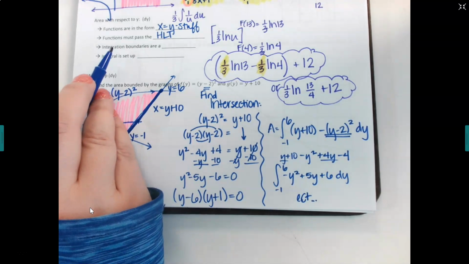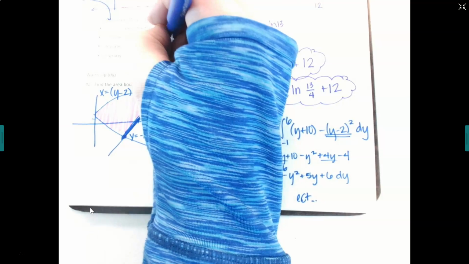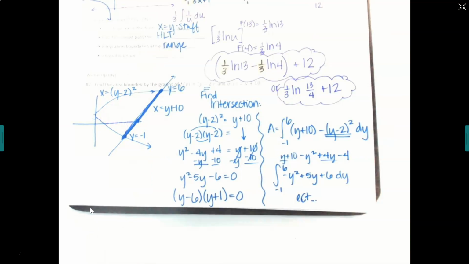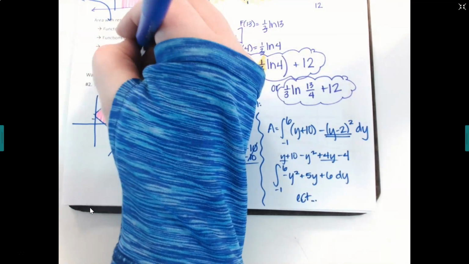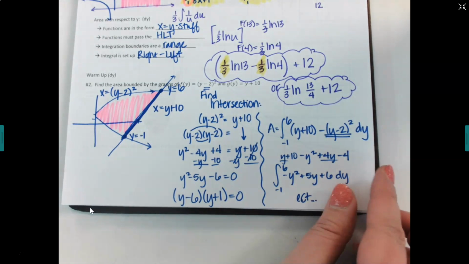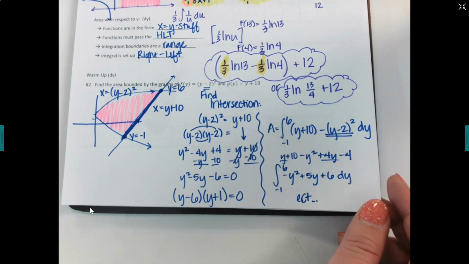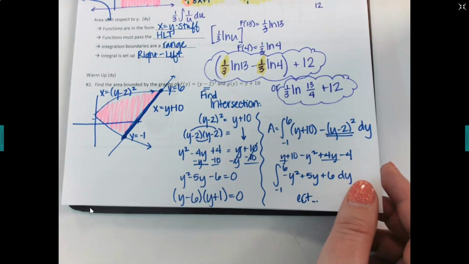Your integration boundaries aren't x values, they're what? A range, because they're y values. And then your integral is set up right side minus left side. HLT is the horizontal line test. It just means when you draw a line, it can only touch the graph once. So go ahead and turn the page.